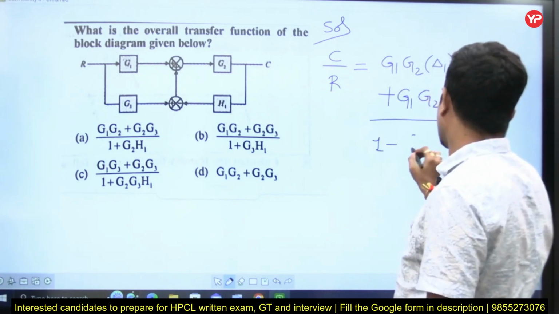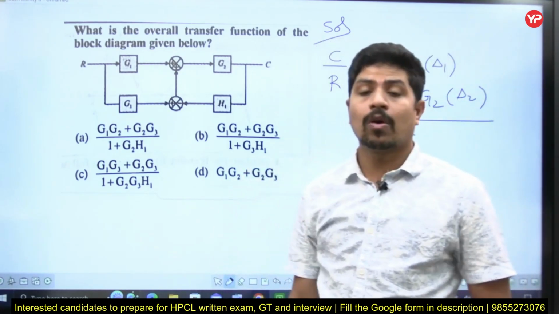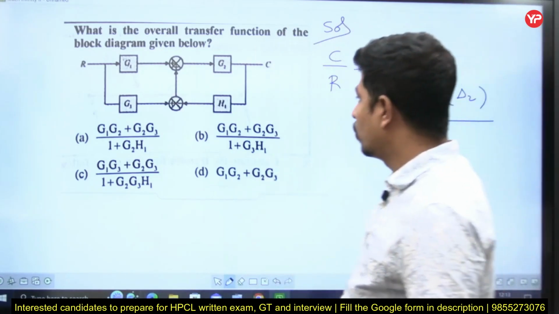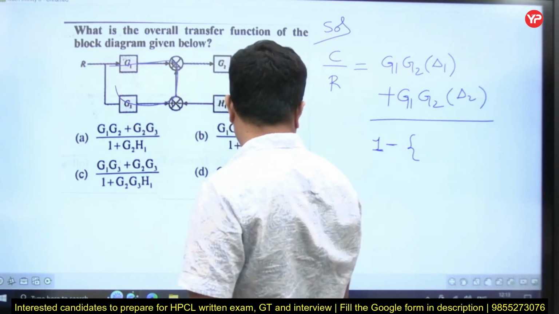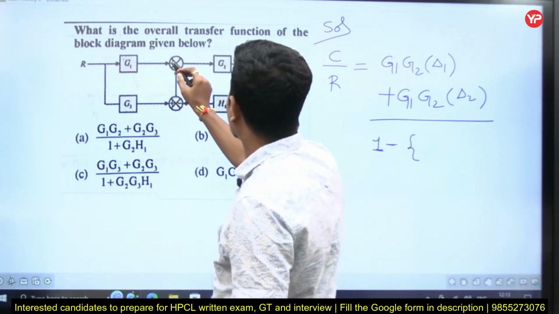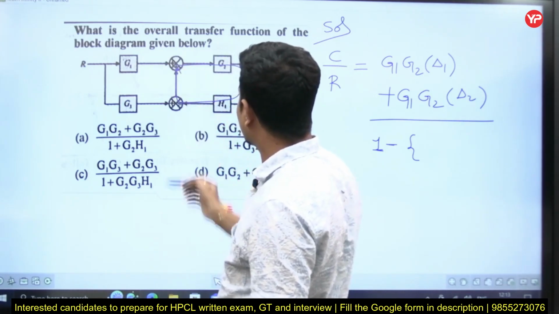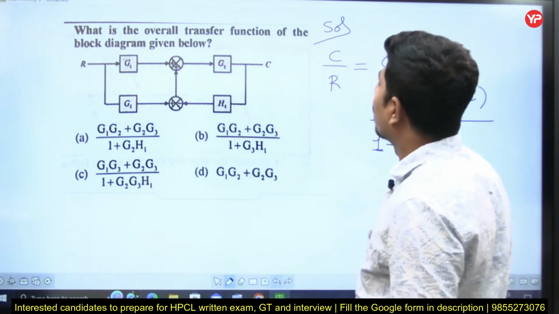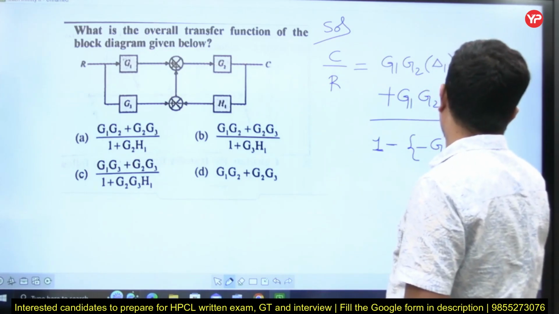Delta is 1 minus... how many loops are there? 1 minus the sum of all the individual loop gains plus the sum of products of 2 non-touching loop gains minus the sum of products of 3 non-touching loop gains. That's the way we have to do it. How many loops are there? First of all, this is not a loop because you have to trace opposite to the arrow. Now this is a loop. In this loop, I am encountering minus here. Only one loop I have, that is minus G2H1.